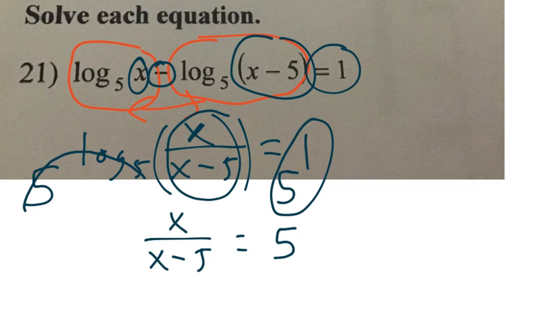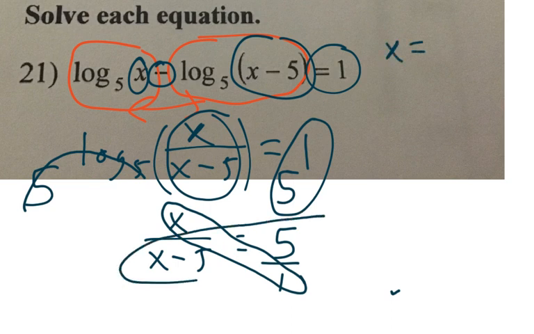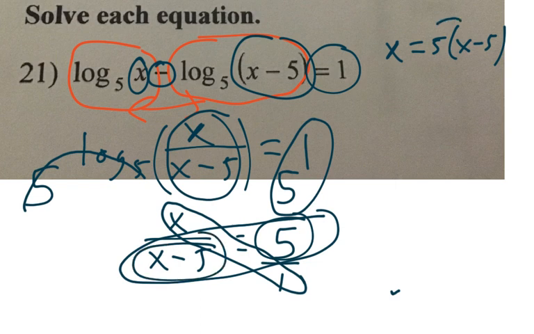And now some of you guys maybe get stuck here, but remember, if we put a 1 here, we can always cross multiply. So cross multiplying this way, I know x times 1 is x. Cross multiplying this way, I have 5 times x minus 5. Now let's do some distributive property here. So x equals 5x minus 25.